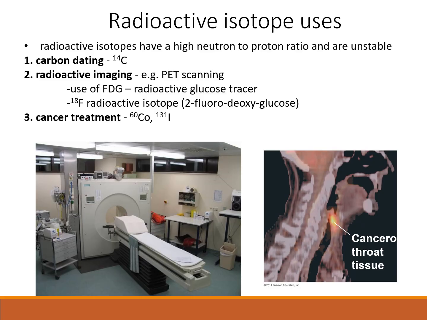Now, most of you, of course, are taking this course because you're going into medicine. And radioactive isotopes have a huge impact in medicine. They are used in radioactive imaging, for example, PET scanning, positron emission tomography. This is a medical device which is used in conjunction with a CT scanner. People undergoing PET scanning are given an IV infusion of a radioactive glucose tracer. This is called 2-fluorodeoxyglucose, and no, you don't have to know that, but that's the name of the tracer. But it contains the radioactive fluorine isotope.